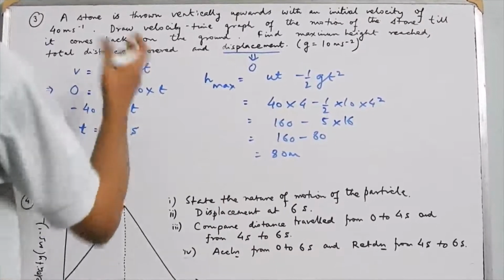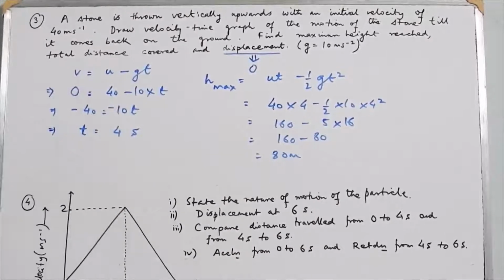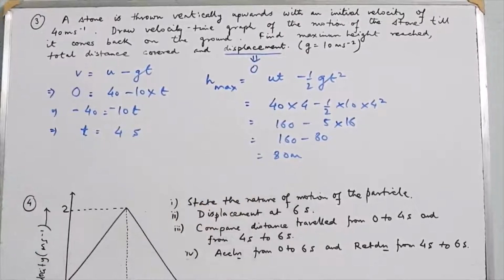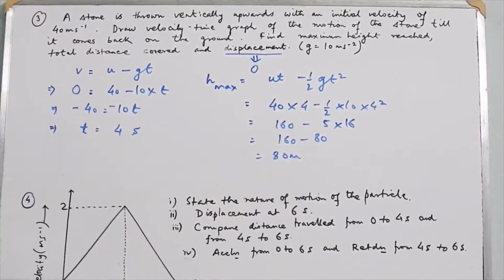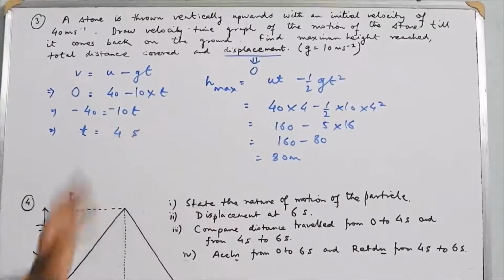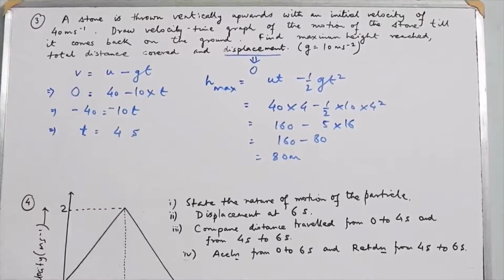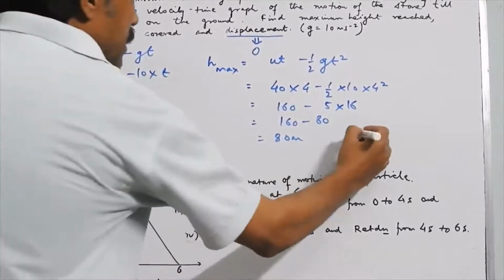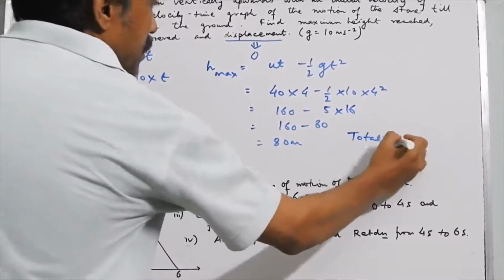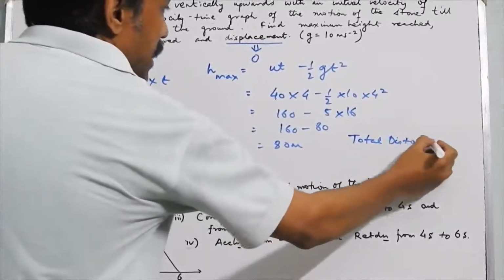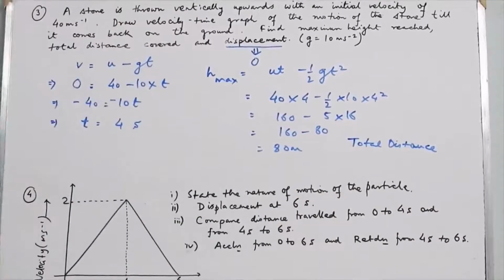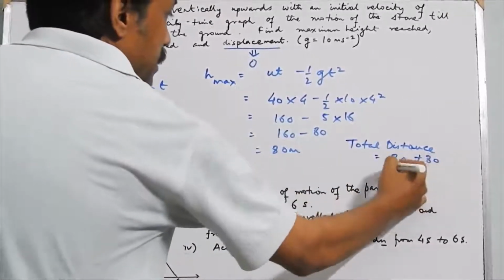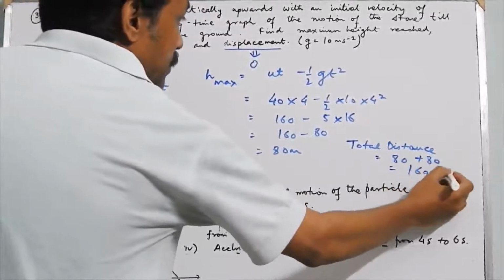And the total distance covered, until it reaches its maximum height, is 80 meter, and when it comes back to the hand at the same position, again it is descending by 80 meters. Total distance: 80 meters vertically upward journey, 80 meters vertically downward journey. So obviously the total distance is 80 plus 80, that is 160 meters.